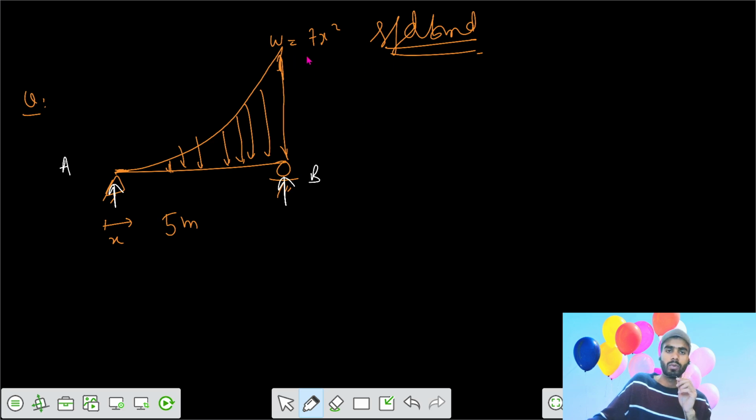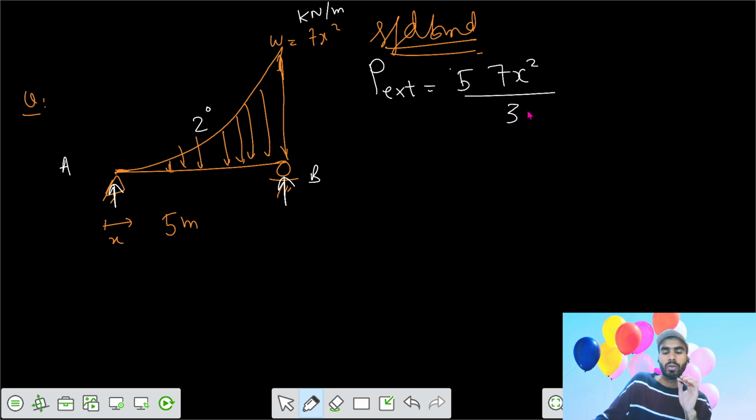We can write A plus B equals the area of that curve. Since your curve is 2 degree, that means we can write that the total external load P external equals the area of that loading diagram. That's not 1 by 2, not a triangle, it's equal to BH by 3. So your B is 5, H is 7x square kilonewton per meter. So your P external becomes 5 into 7x square by 3.